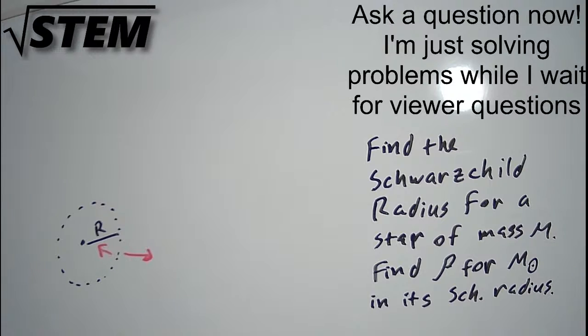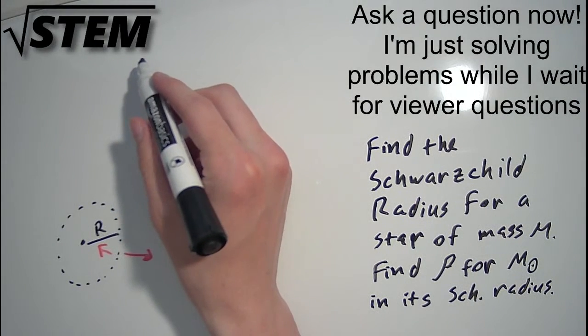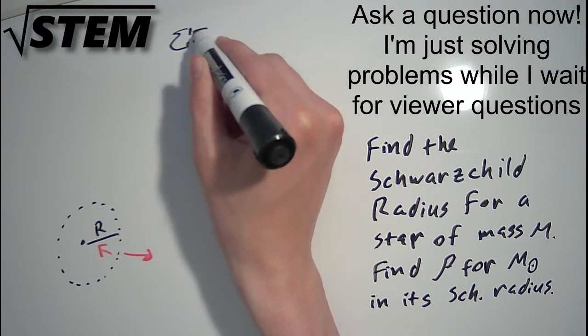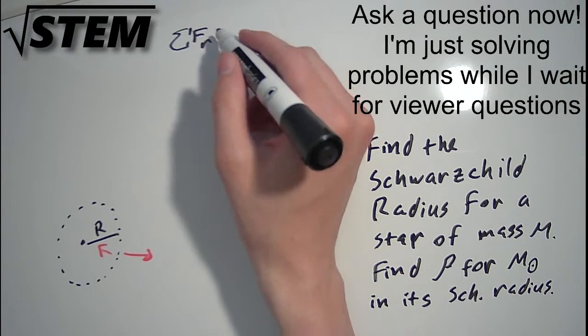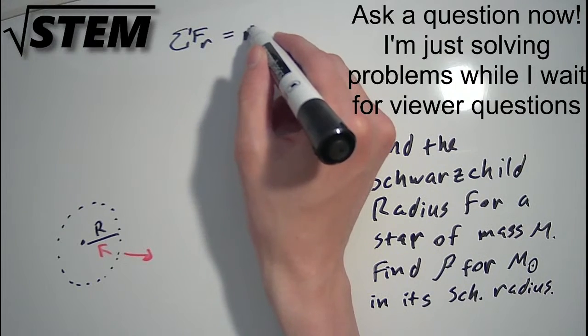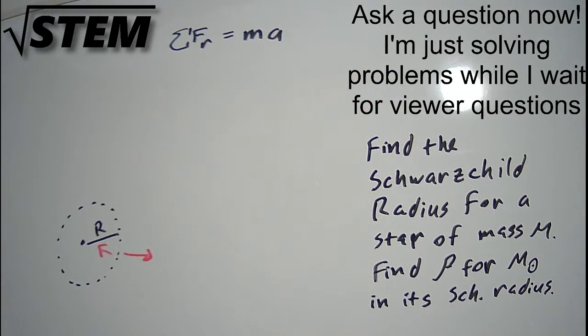So we could look at the sum of the forces in the radial direction. And that will be equal to MA. Will it though?